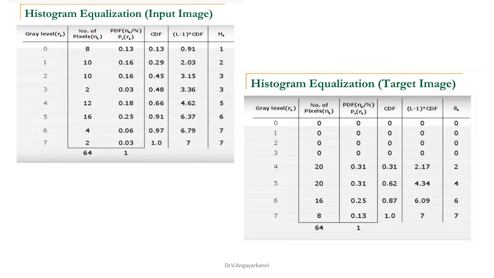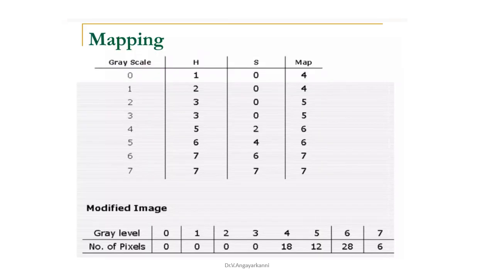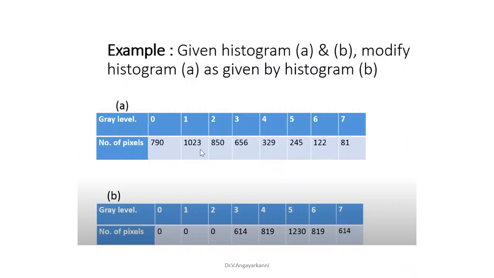In the same way, here we have to calculate for the target image. For that we calculate the same way. Then the grayscale, H, S and the mapping values are listed. Then the modified image is shown as in the graph.